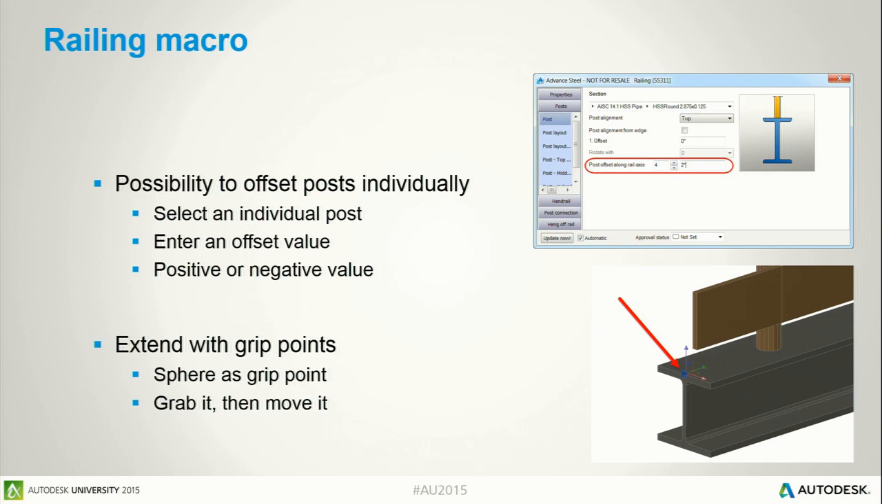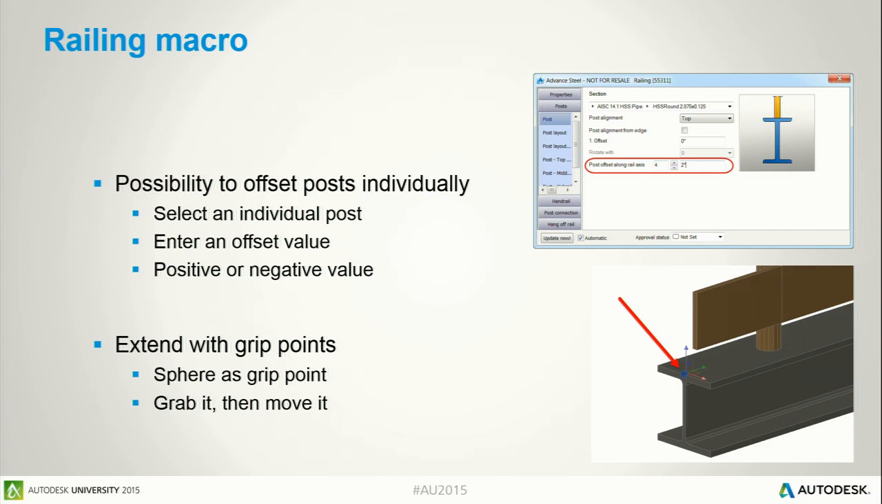Railing macro. Advanced Steel provides automatic tools for stairs and railings. So we have specific macros for stairs, for railing, for cage ladder, and so on, with a lot of possibilities as you can see in the dialog box. There are two things I would like to highlight here. You can move the post individually, and you can also change the size of the railing thanks to grip points. So let me show you that quickly.